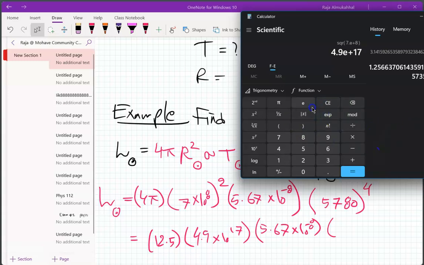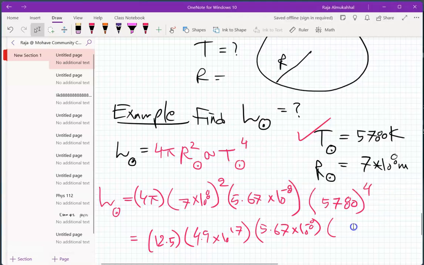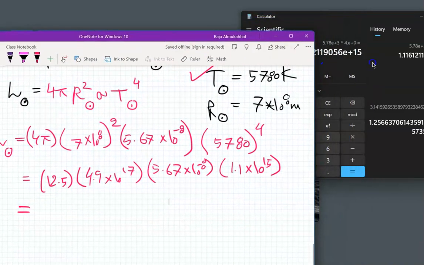So that will be 5780 to the power of 4. Answer, it is 1.1 times 10 to the 15. Okay, 1.1 times 10 to the 15. And there we go. Now we're ready to multiply all of that in one shot. Let's just do it in one shot using the calculator. Let me move this just to give you some more space.